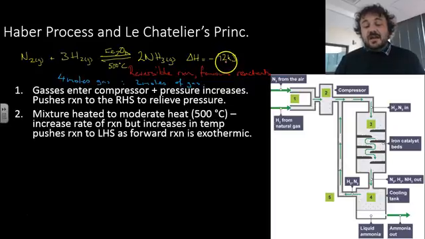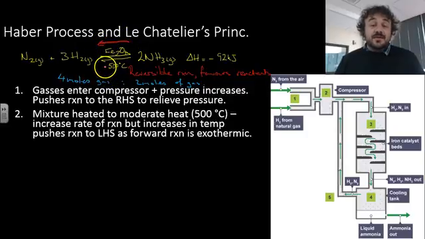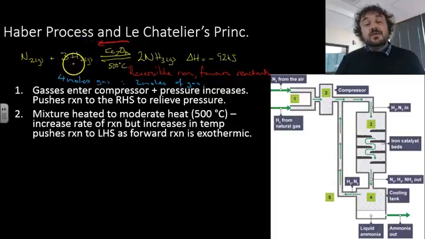The mixture is then heated to a moderate heat of 500 degrees. It's 400 to 500 degrees, which pushes the reaction that way. And it does this because it's an exothermic reaction. So the forward reaction is exothermic, so it will try and reduce the heat of the system, and it'll push it in that direction. But we do it to increase the rate of reaction.